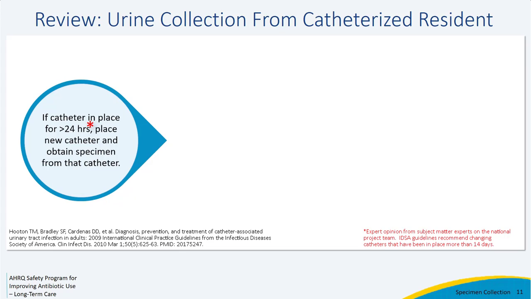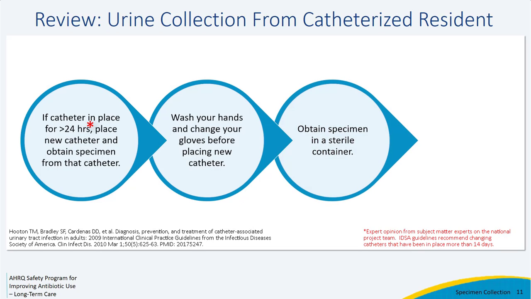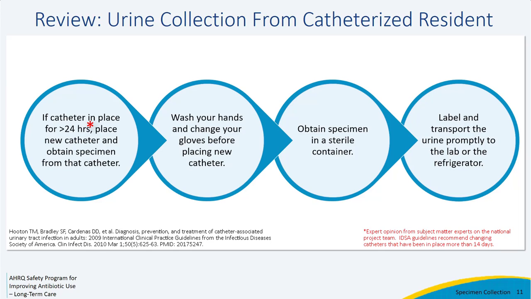Let's review the procedure to collect urine from a catheterized resident. If a catheter has been in place for more than 24 hours, we recommend placing a new catheter and obtaining the specimen from that catheter. Wash your hands and change to new sterile gloves before placing the new catheter. Obtain the specimen in a sterile container and label and transport the urine promptly to the lab or the refrigerator.